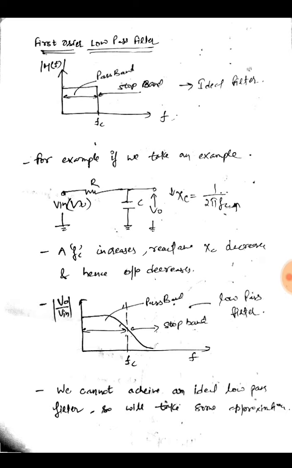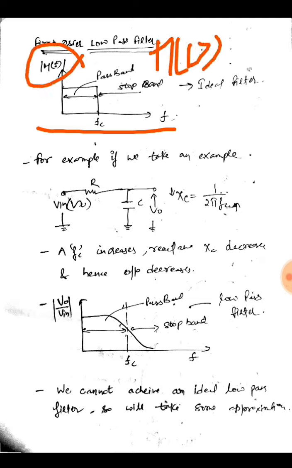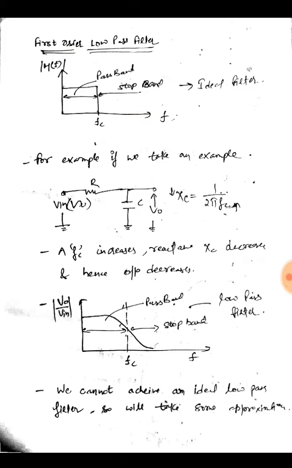A first order system or a low pass filter can be represented like this in the frequency domain, in which this is the magnitude. It can be written as H omega as well, H omega magnitude in the frequency domain. What a low pass filter does is that it transmits frequencies below a particular frequency. It will transmit all these frequencies, and above that frequency, it will stop the higher frequencies. So there is a cutoff frequency fc.